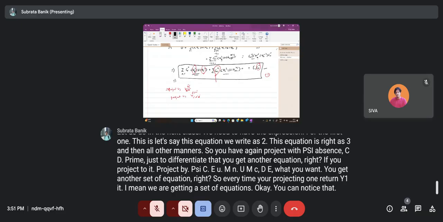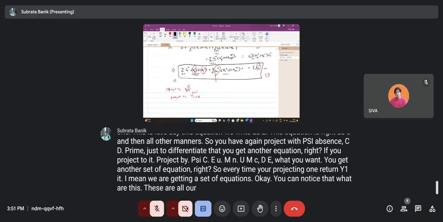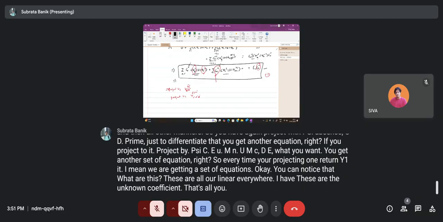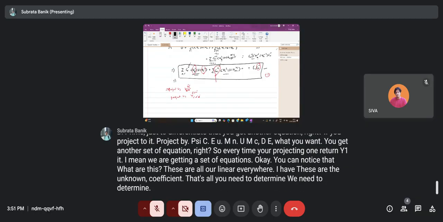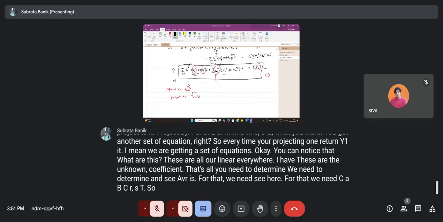If you notice that, what are these? These are all linear. Everywhere I have, these are the unknown coefficients. That's all we need to determine. We need to determine CAVRS. For that, we need CAR. For that, we need CRST. So we have a set of equations, a set of linear equations, right?